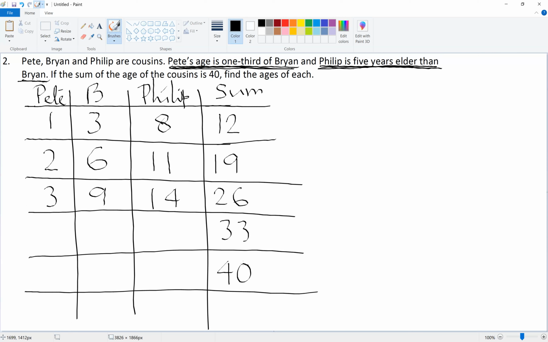So this would be 33. The next one would be 40. So this one would be 12, 15, 5, and then this would be 20. Do you understand? Yeah. So this would be another method to try.